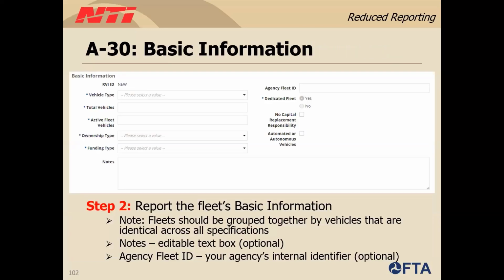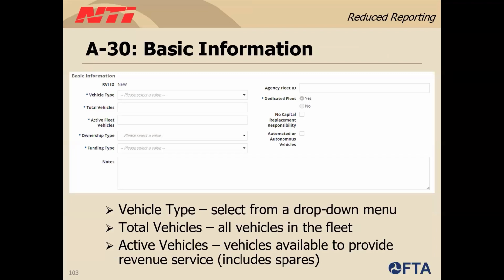First, you will report the basic information about that fleet. If there are multiple vehicles in a fleet, these vehicles should be identical across all specifications. You will select the vehicle type from a drop-down menu of options. Then, you will report the number of total vehicles and active vehicles in the fleet. Active vehicles should include all vehicles that are available to provide revenue service, including your spares.